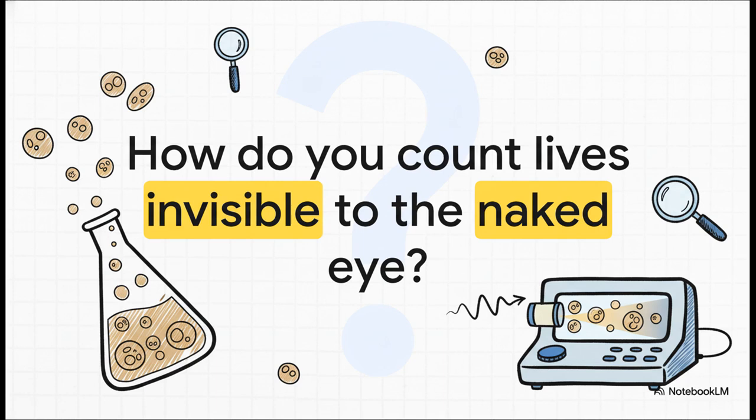Picture a flask, just teeming with billions and billions of tiny yeast cells, all doing their thing, dividing and growing. You're not going to count them one by one, right? That's impossible. So how do you measure that population explosion? It might sound like you need some kind of magic trick, but the solution is just pure, elegant science.